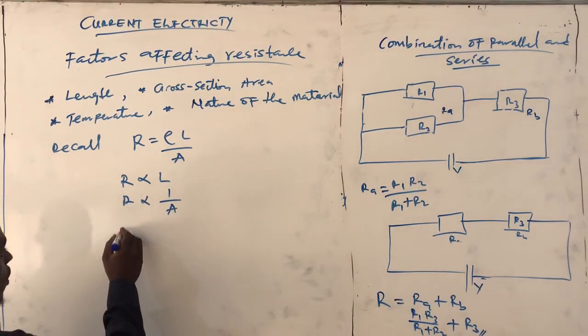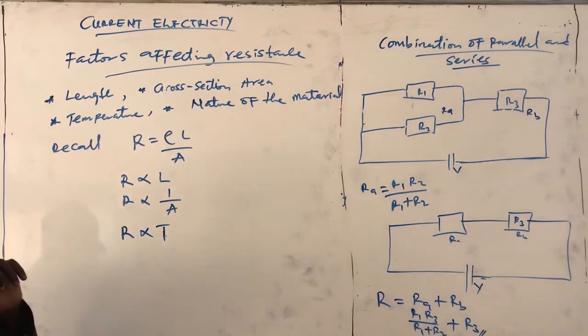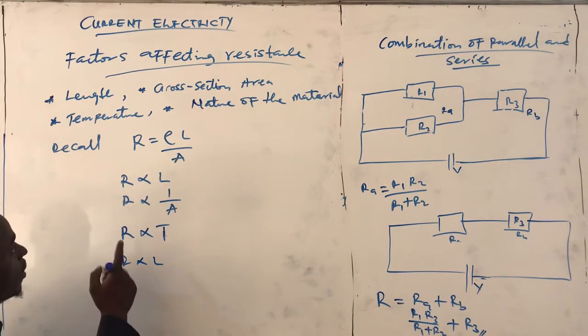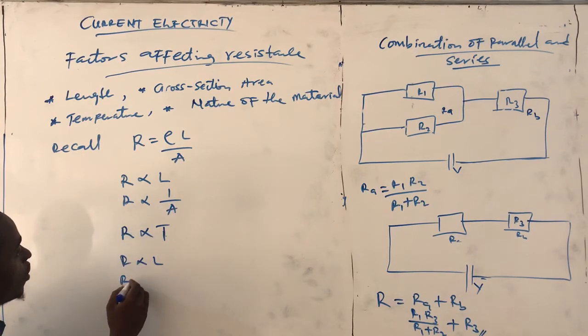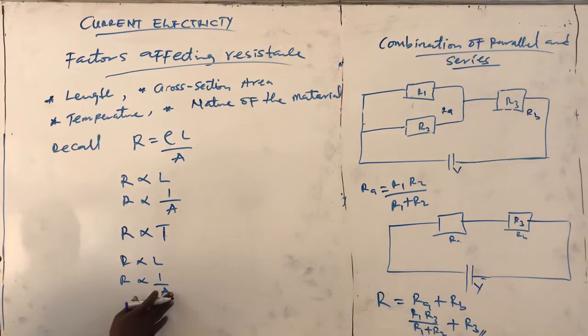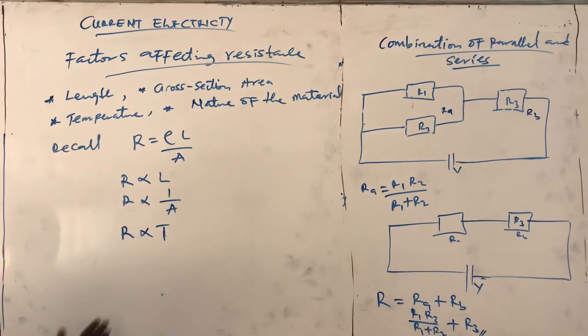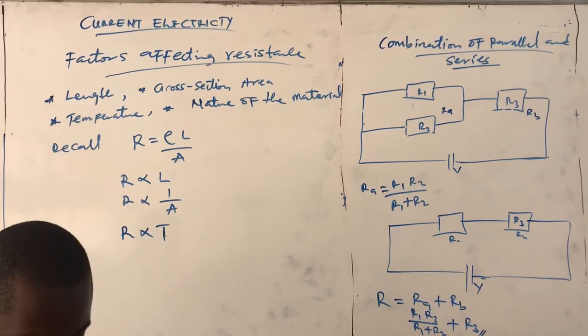How does the temperature depend? Resistance is also directly proportional to the temperature, and also depends on the nature of the material. So resistance is directly proportional to L, inversely proportional to area, and directly proportional to temperature. If I combine everything together, then I can have this formula. These are the factors that are affecting resistance. Let's try and solve one question on this.